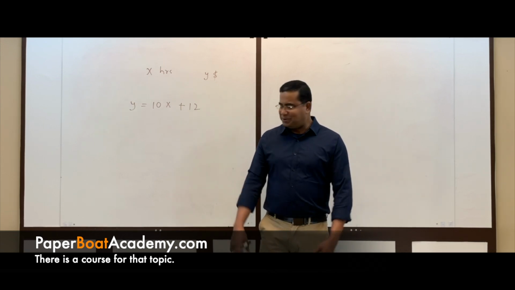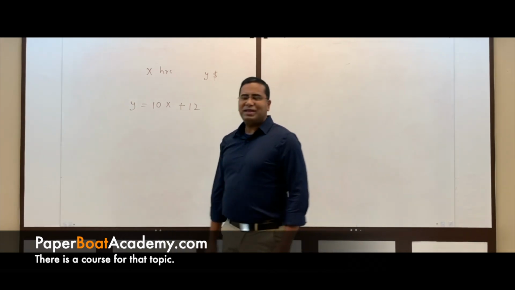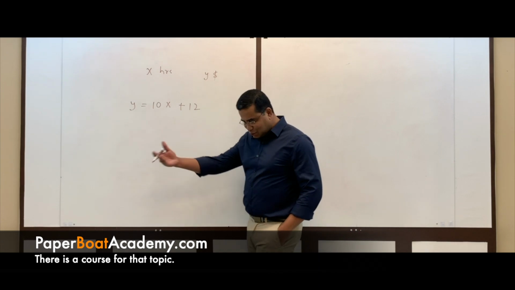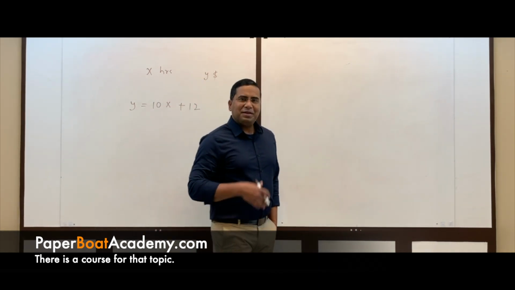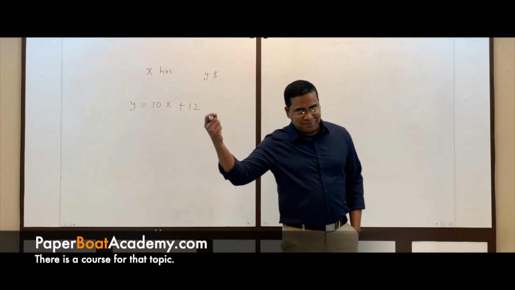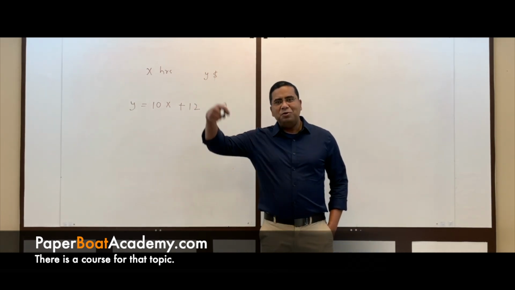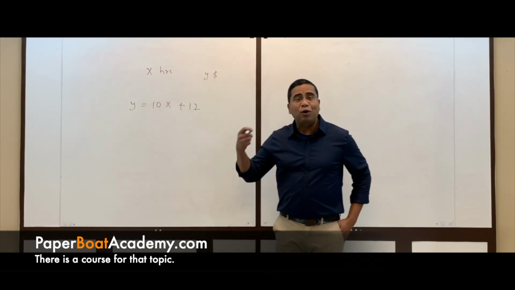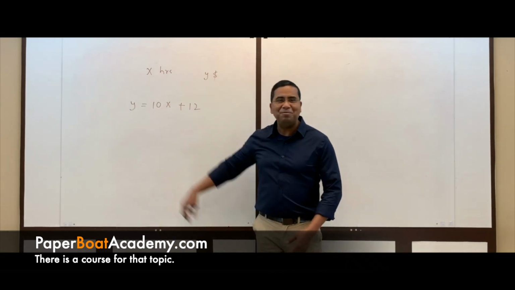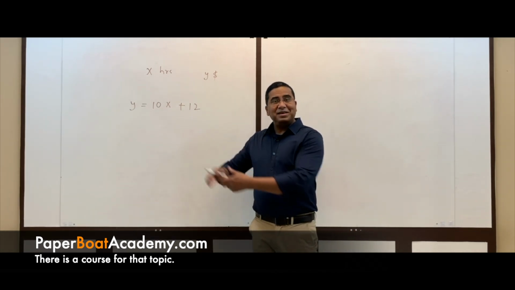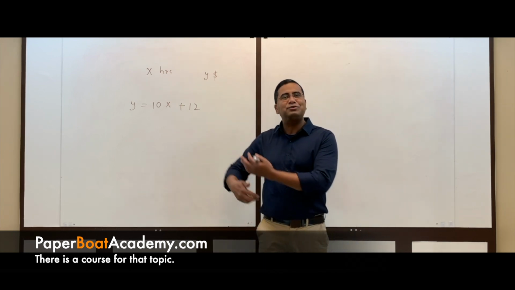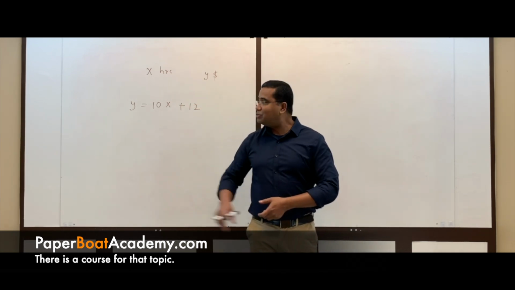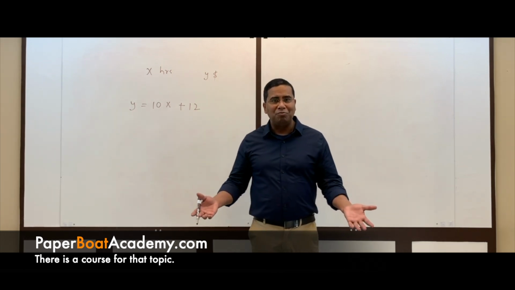So what have we learned? In this situation, with the 10x, you are earning $10 every hour. That means your money is increasing, right? Every hour you are working, your money is increasing. At what rate? $10 per hour. That's the rate. This is a positive thing, correct? Because your money in your pocket is increasing. So this slope, we call it a positive slope.